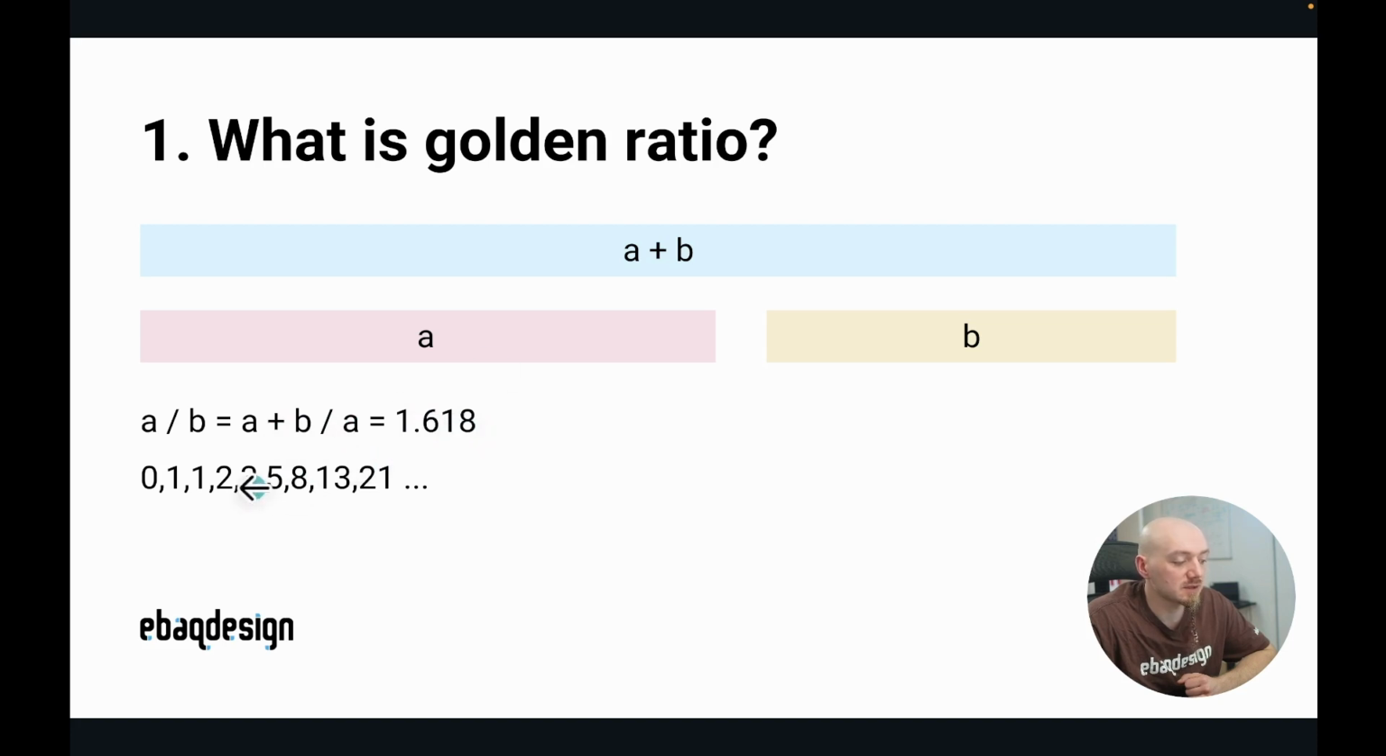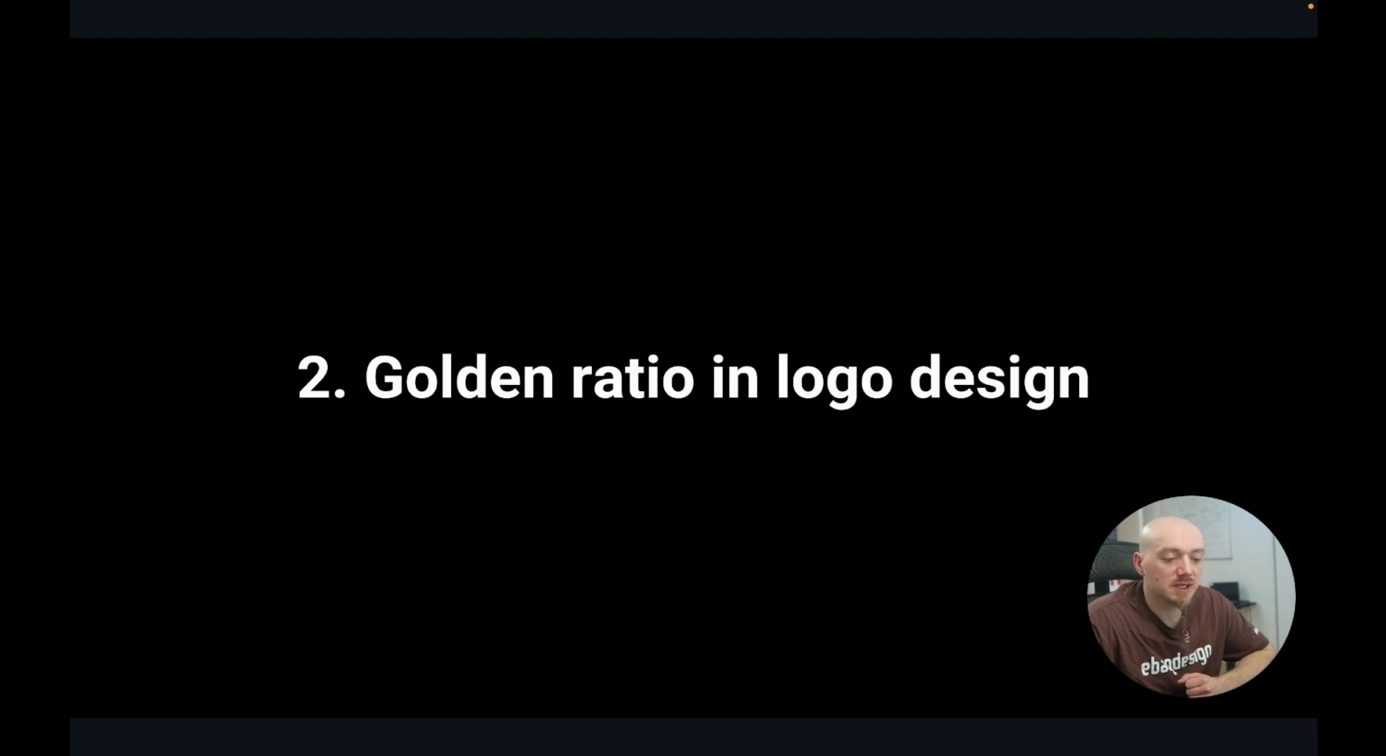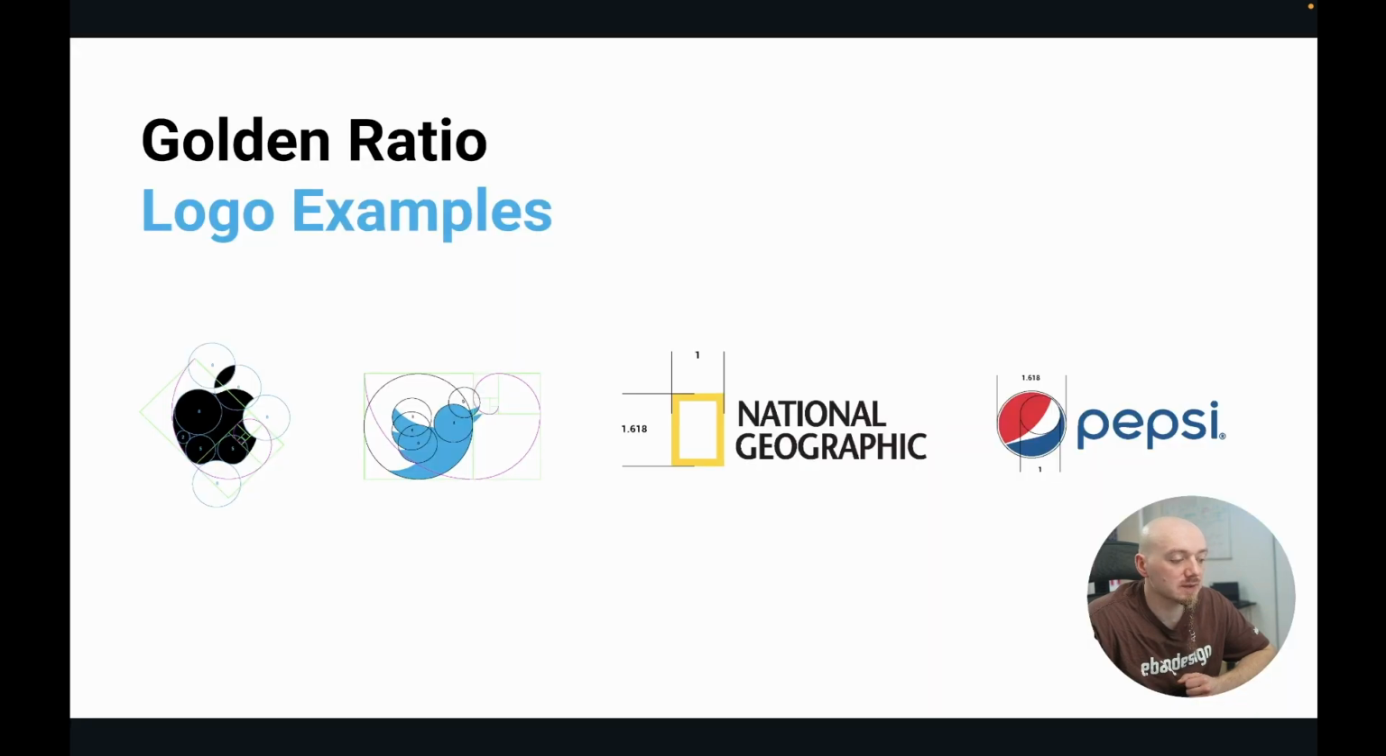And this is also linked to the Fibonacci sequence, which goes like this: 0, 1, so 0 plus 1 is 1, 1 plus 1 is 2, 1 plus 2 is 3, 2 plus 3 is 5, and so on. So you just add the previous numbers. Now I'll explain how to draw the golden grid and the spiral inside in a second, but first let me show you a few examples of how the golden ratio can be used in logo design.